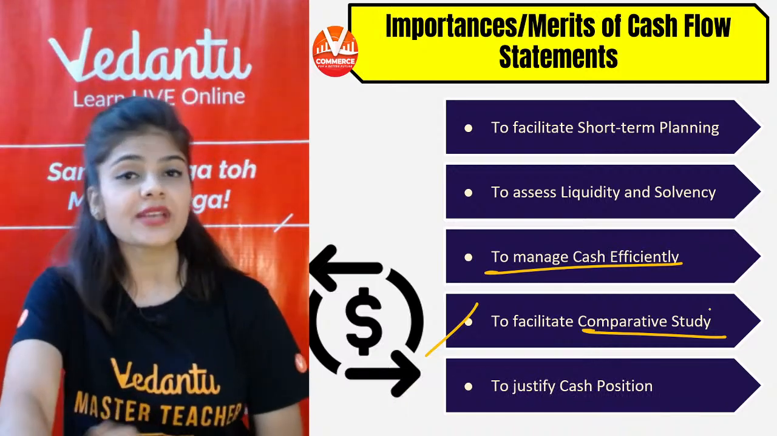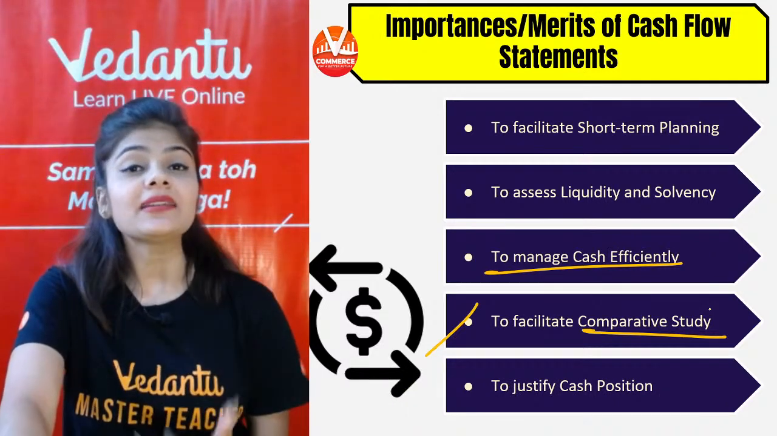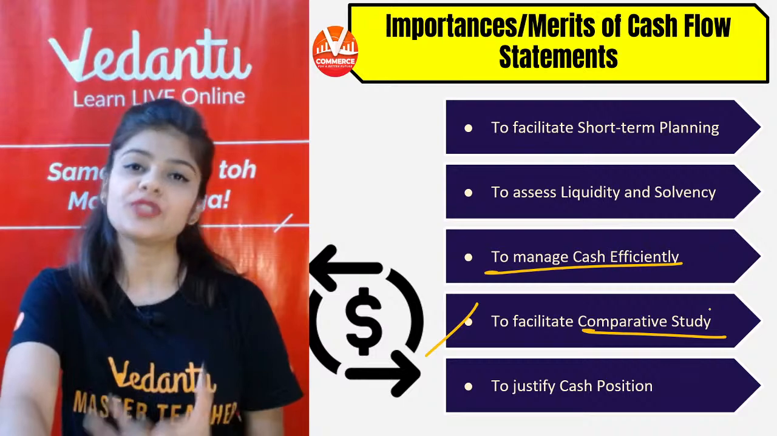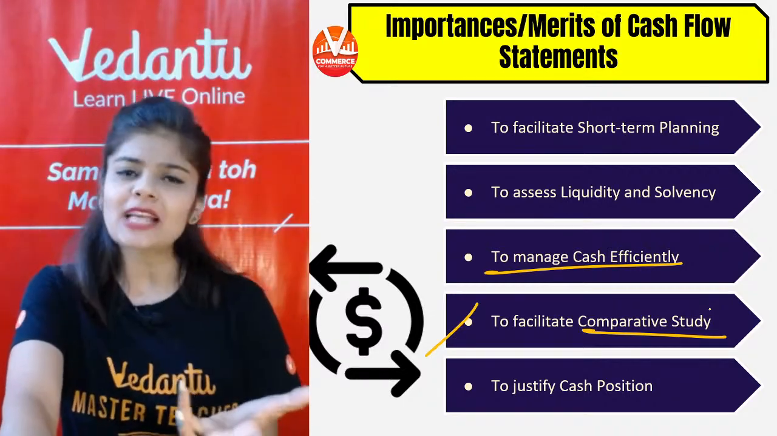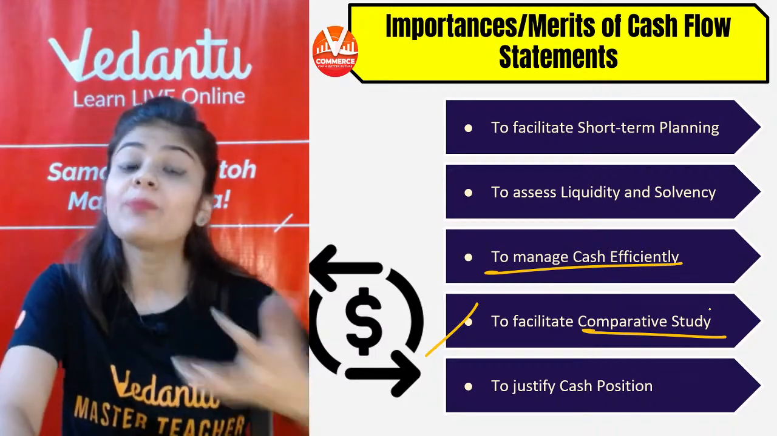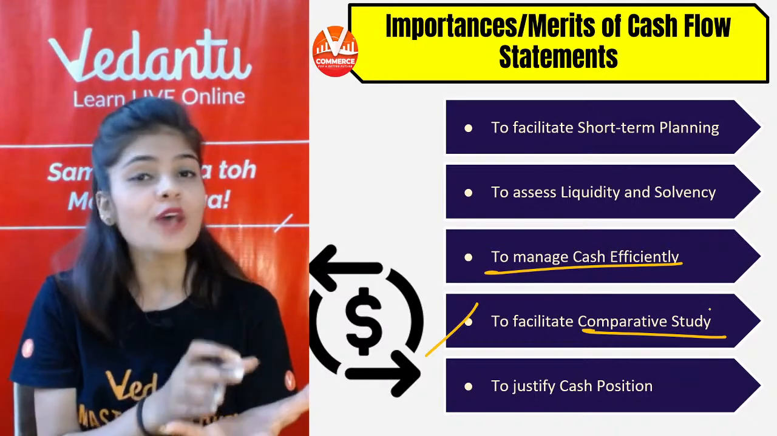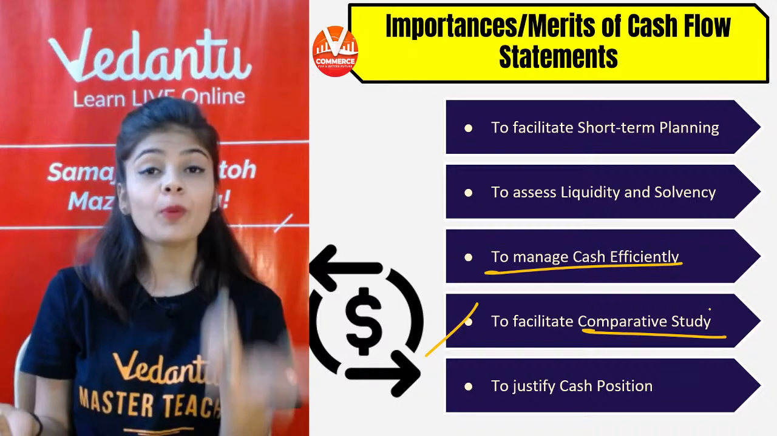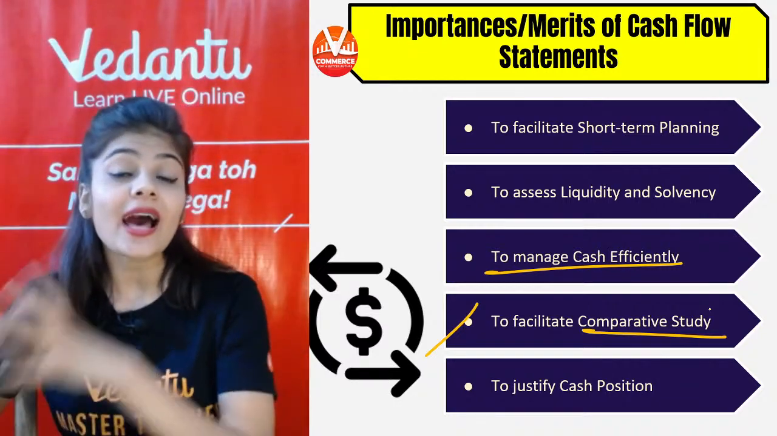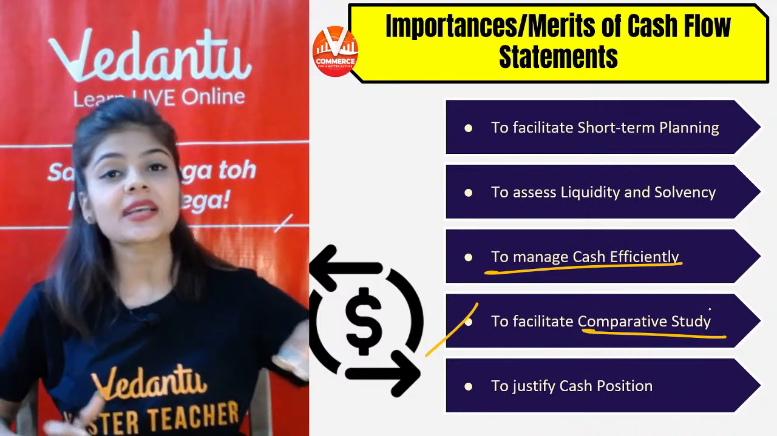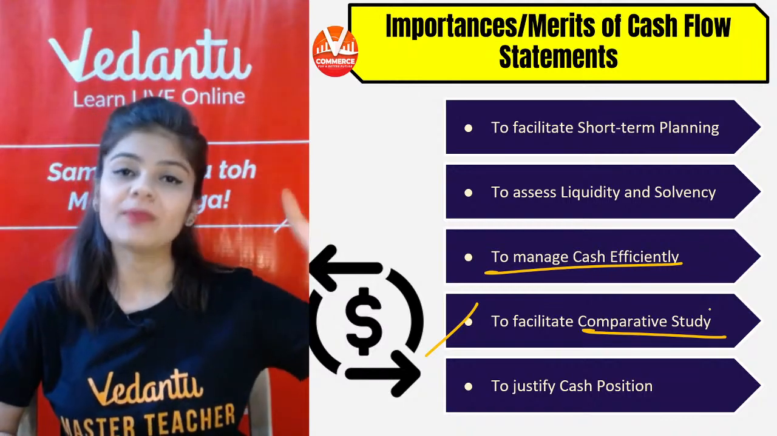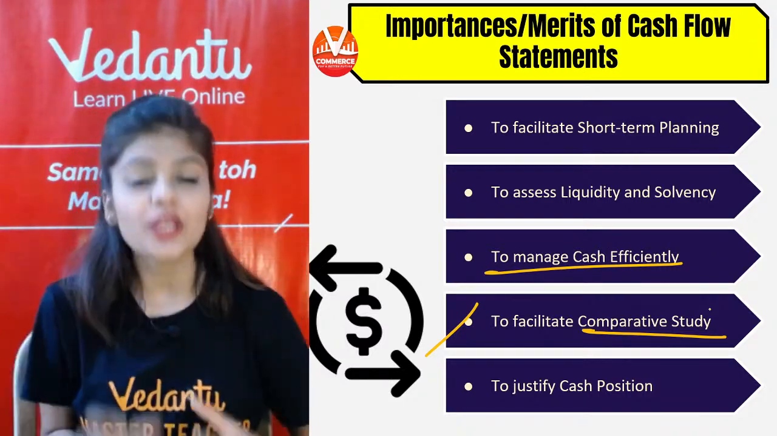And the last importance is it justifies your cash position. आपकी अभी जो भी कैश पोजीशन है, आपके पास जितना भी बैलेंस पड़ा हुआ है, आप उसको जस्टिफाई कर सकते हो, because you have all the record. आपको पता है कि इतना पैसा यहाँ गया है, तो आप उसको जस्टिफाई कर सकते हो कि हमारे पास इतना बैंक बैलेंस, इतना कैश बैलेंस क्यों है.